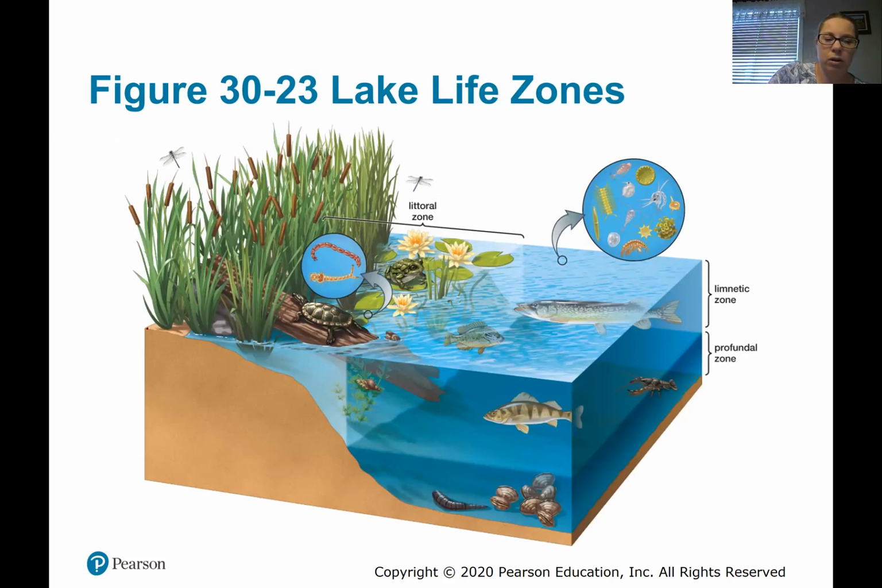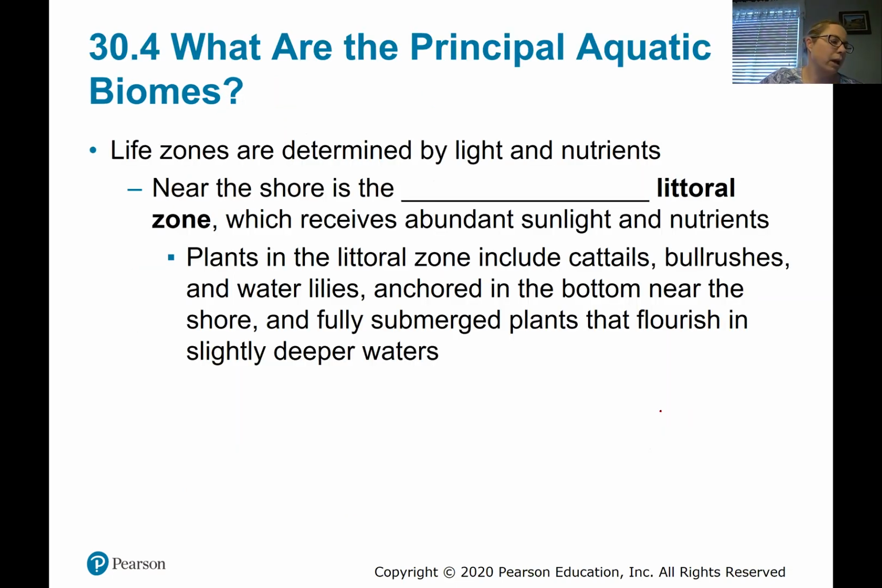So here's the shoreline, obviously. This shallow area near the shoreline is called the littoral zone. Then we have the top layer here of water that gets good sunlight. It's called the limnetic zone. And then the profundal zone is basically the bottom of the lake. Okay, so life zones are going to be determined by light, nutrients, and temperature.